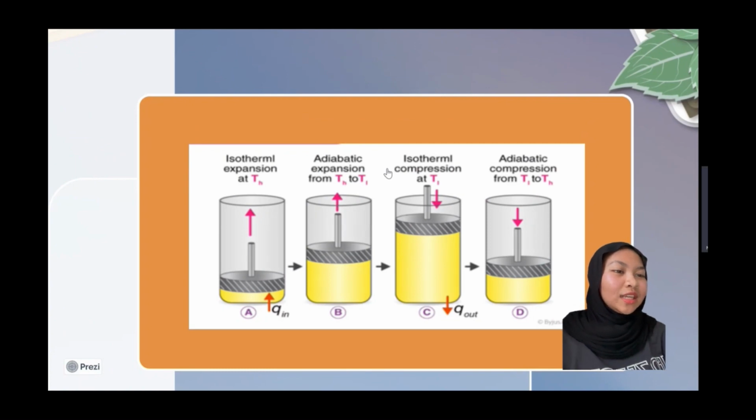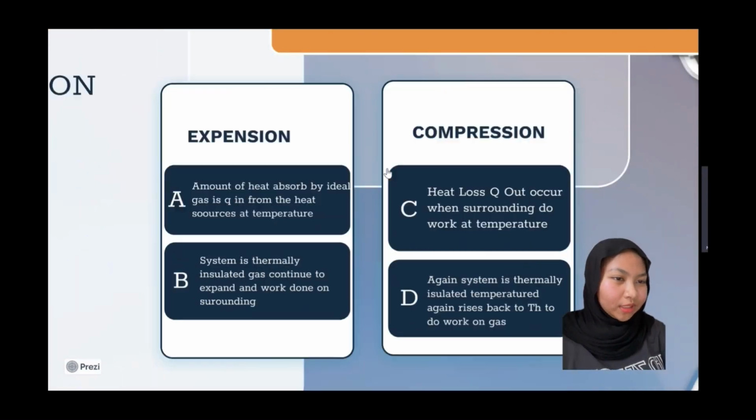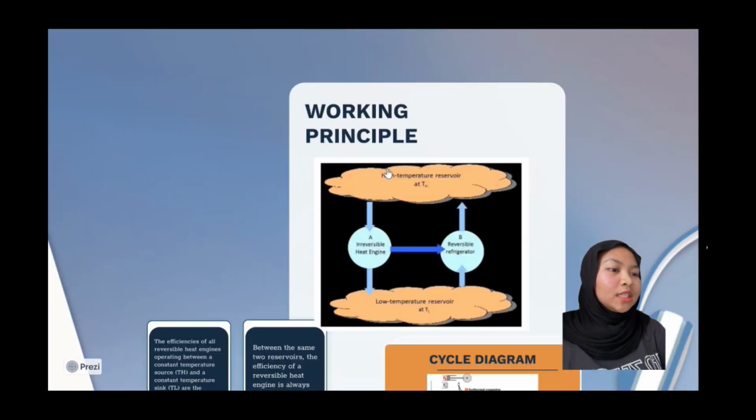So this is the diagram of the basic components. At point A, an amount of heat is absorbed by the ideal gas. At point B, the system is thermally insulated. And at point C, heat loss Q out occurs. So at point D, again the system is thermally insulated.